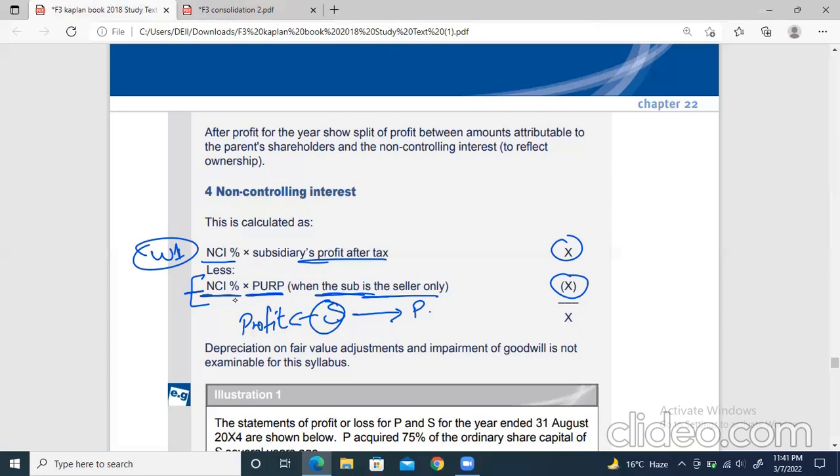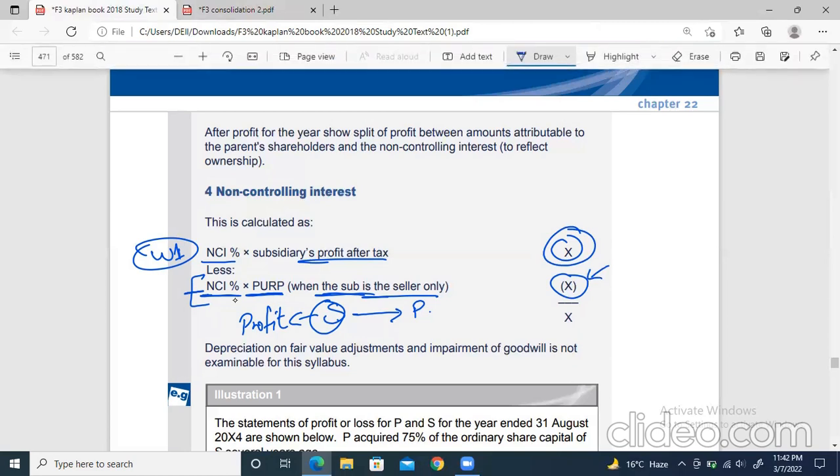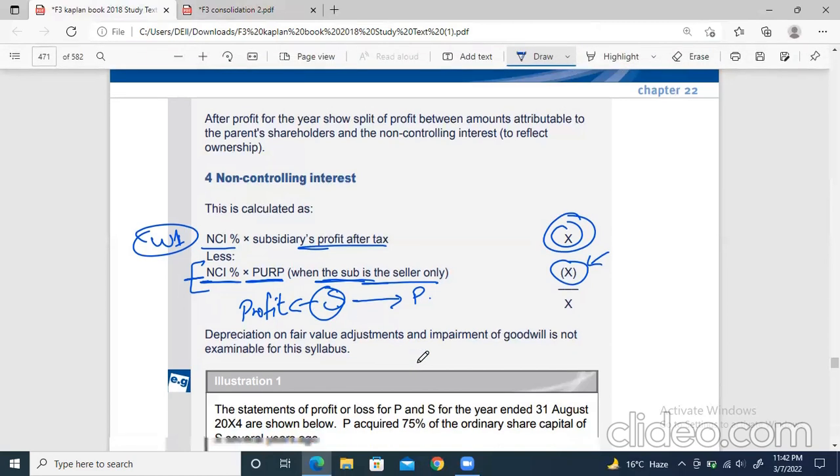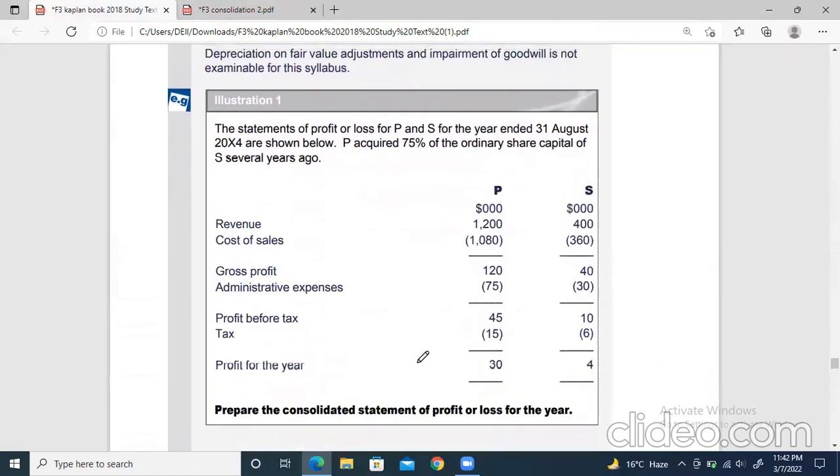But this happens in very rare circumstances. Mostly you just have to do the first one, but still we have to keep an eye. If this happens, we have to deduct it from here. We'll see this in the illustration as well. Let me start. Now, let's do this illustration.